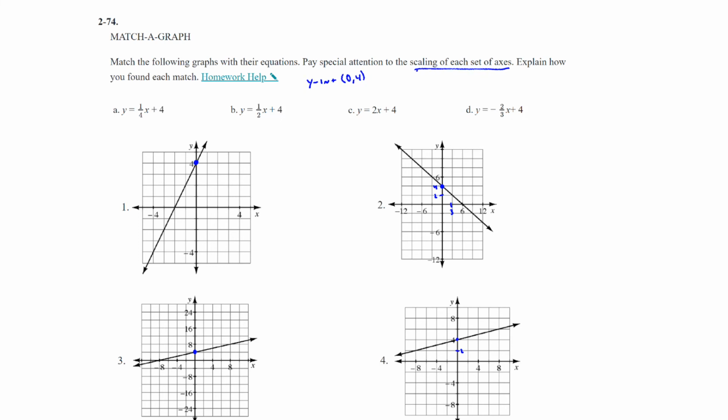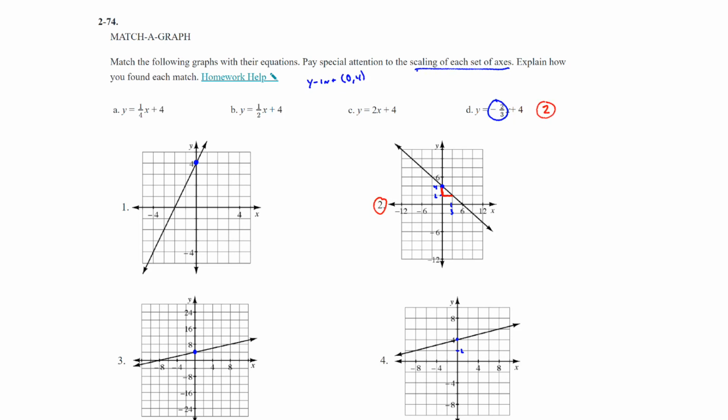Now D might be the easiest to pick out because it has a slope of negative 2/3. So which is the only graph that is going down? And that would be graph number 2. So D matches up with graph number 2, and it has a negative slope. So you can see it goes down 2 over 3. Don't pay attention to the squares, pay attention to the scaling.